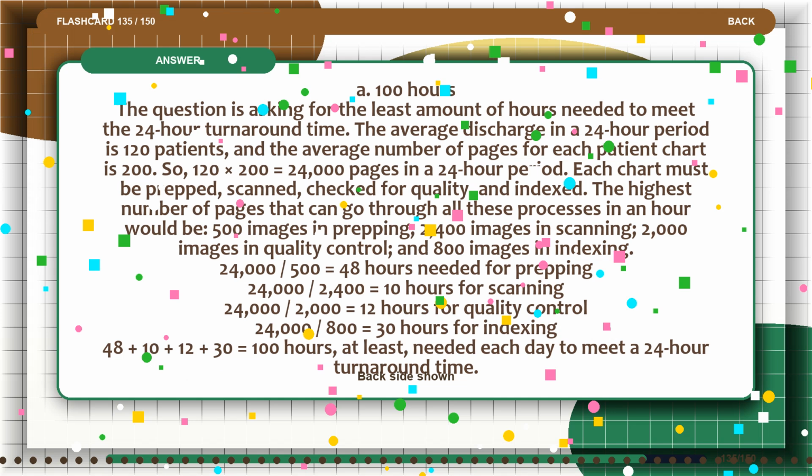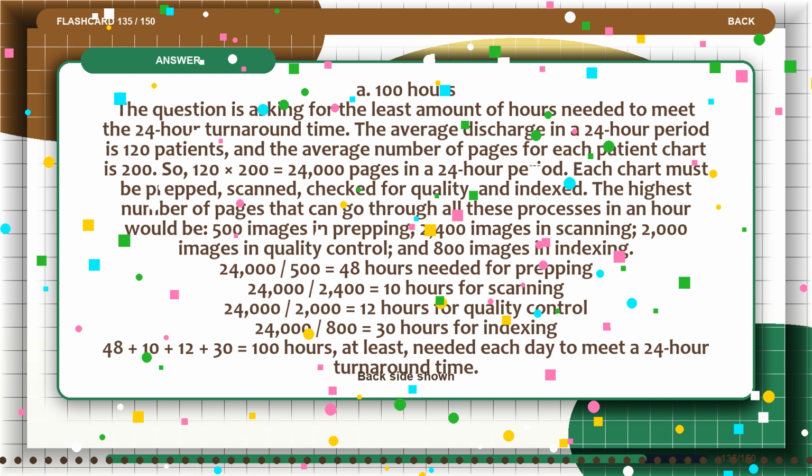The answer is A. 100 hours. The question is asking for the least amount of hours needed to meet the 24-hour turnaround time. The average discharge in a 24-hour period is 120 patients, and the average number of pages for each patient chart is 200. So 120 times 200 equals 24,000 pages in a 24-hour period.